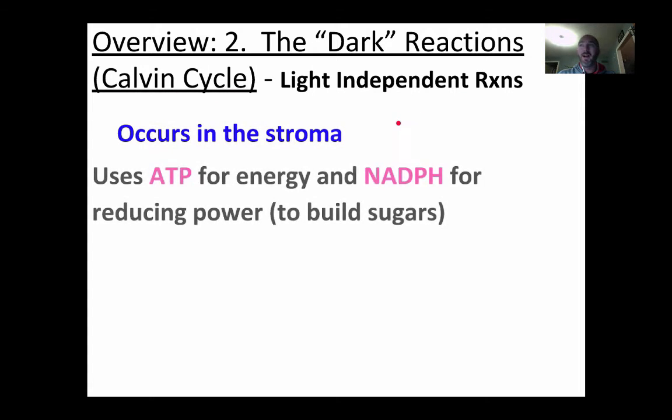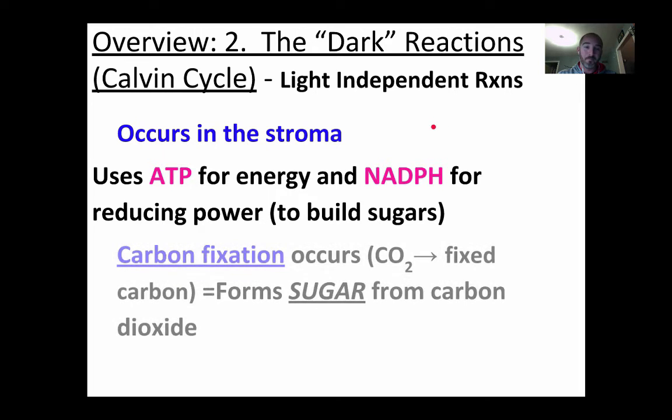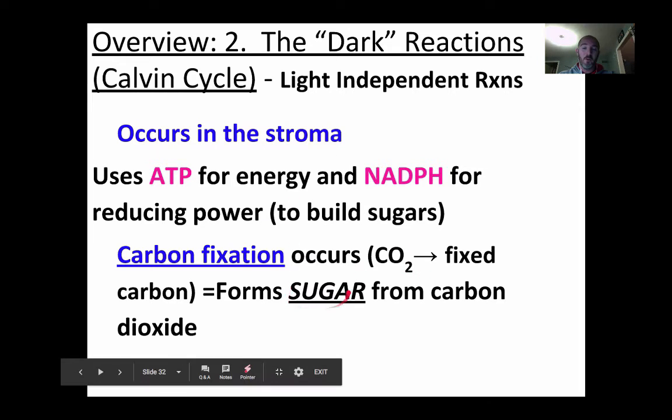These occur outside the thylakoids in the stroma. They use ATP for energy as well as NADPH to reduce things, to help build sugars from the carbon that we supply, usually from carbon dioxide. So this carbon fixation process will happen. It's the main thing when it comes to the Calvin cycle. We're going to fix this carbon to a longer polymer chain of carbons and eventually form sugar molecules from that carbon dioxide.